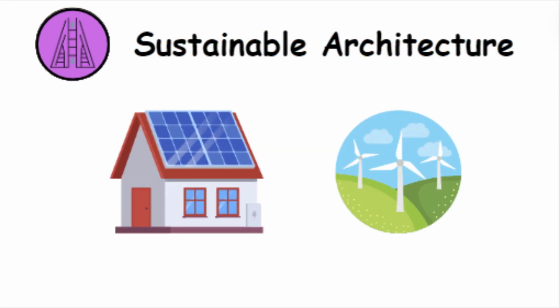Design principles include passive solar design, energy-efficient systems, use of renewable materials, and integration with the surrounding landscape. Sustainable architecture seeks to create buildings that are not only environmentally responsible, but also aesthetically pleasing, functional, and socially equitable.